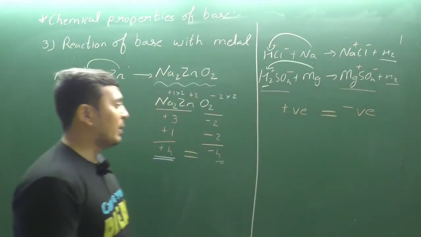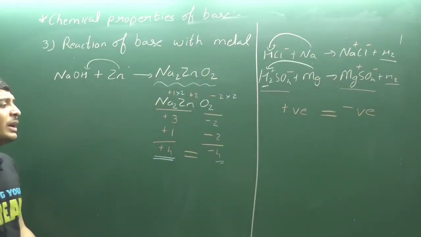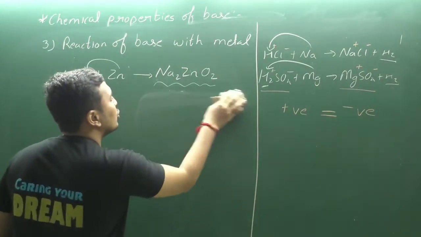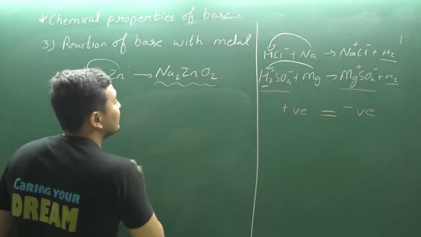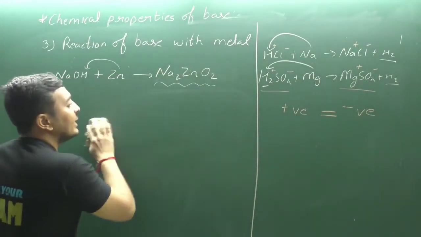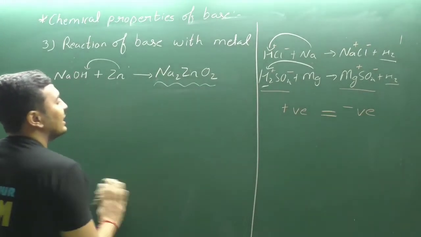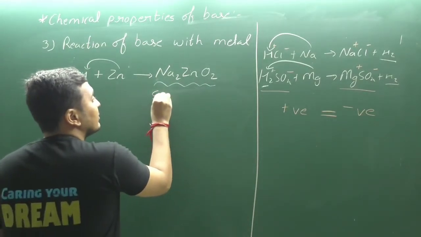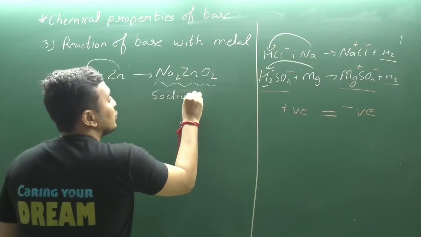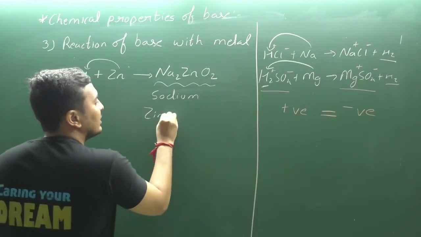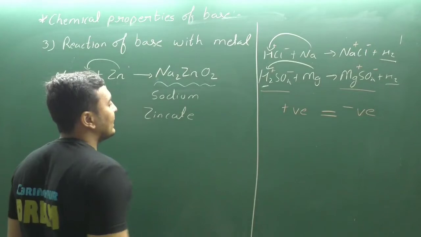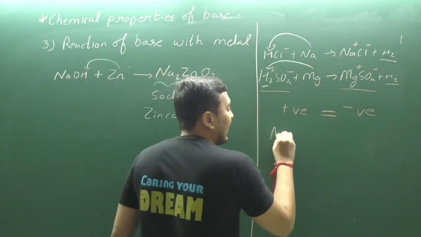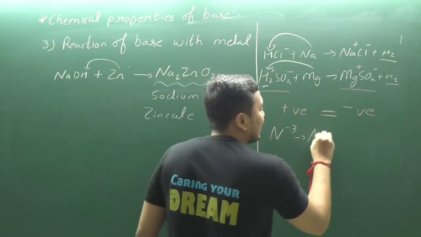The name of the compound Na2ZnO2 is sodium zincate. The name of the compound is sodium zincate, Z-I-N-C-A-T-E. How? See, if I have only a nitrogen ion, then it is known as nitride.